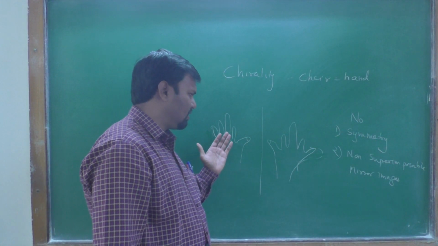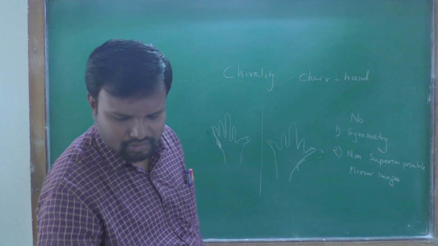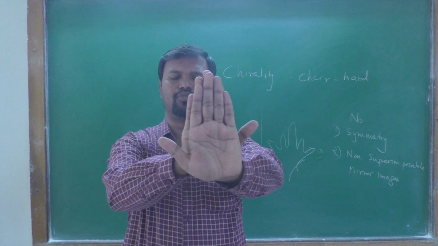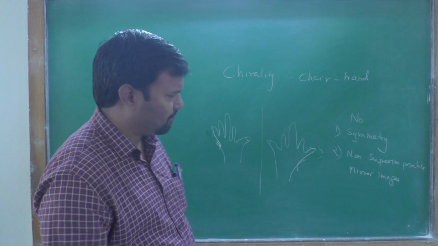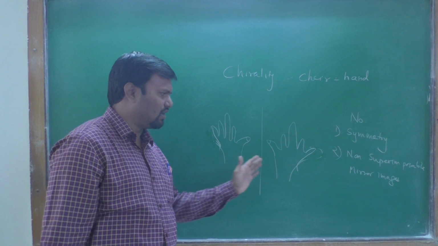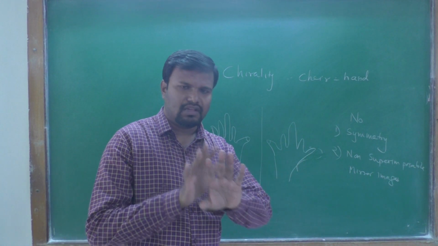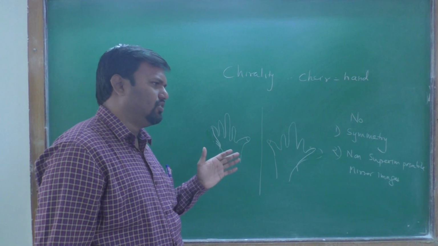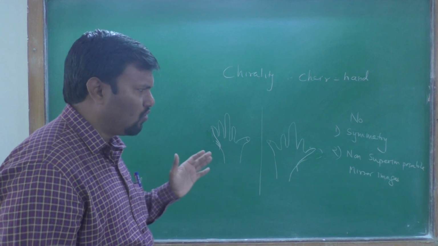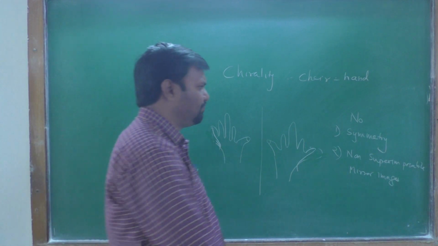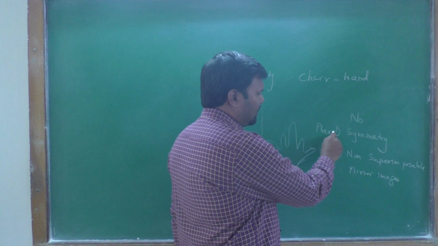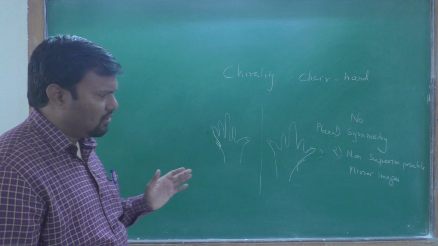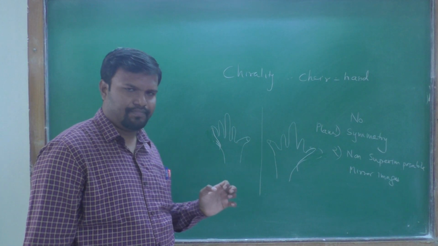These hands are non-superimposable to each other. Suppose the hands look like that, and these hands are non-superimposable to each other. Therefore, these objects are chiral objects. So the hands are chiral objects. These are the conditions required for chirality: no plane of symmetry, and it must have non-superimposable mirror images of each other.